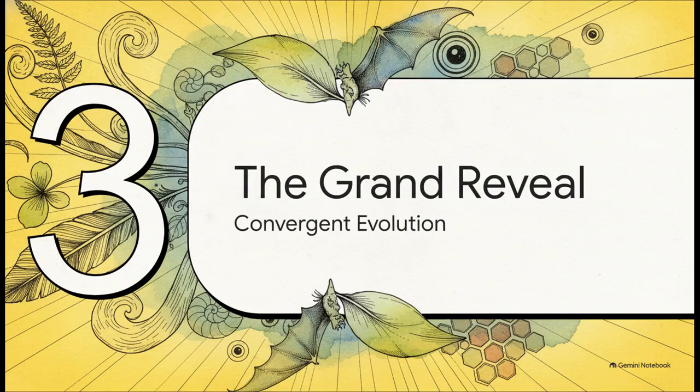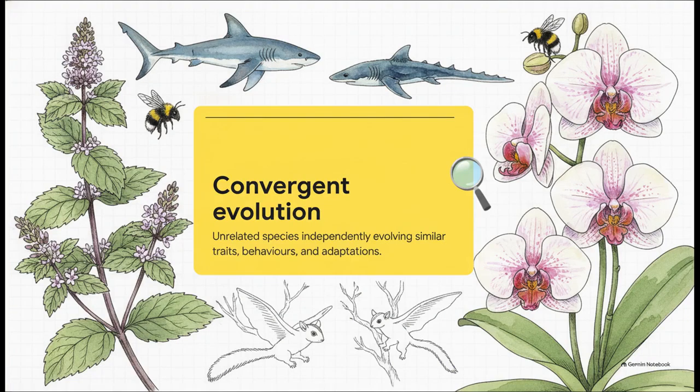So what does this all mean? Well, let's get into the grand reveal. What we're looking at here is a textbook case of convergent evolution. Both the mint and the orchid faced very similar environmental pressures. Basically, they both needed a highly efficient way to force pollinators into contact with their pollen. And the wild part? Separated by a vast evolutionary distance, they independently engineered the exact same floral landing pad to solve that problem. Independently. They didn't inherit this from a common ancestor, they just both landed on the exact same brilliant solution.